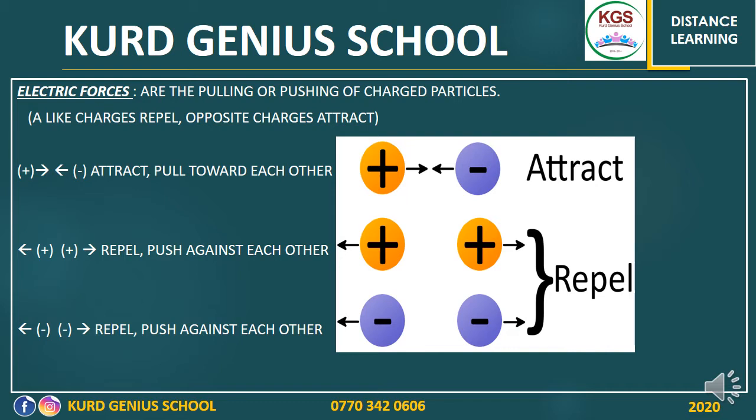Electric forces are the pulling or pushing of charged particles. Put this line in your mind. You should memorize this as your name: alike charges repel and opposite charges attract. What does that mean? Positive and negative charges attract each other, while two positive charges or two negative charges repel, pushing against each other.